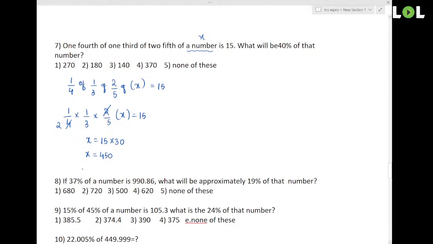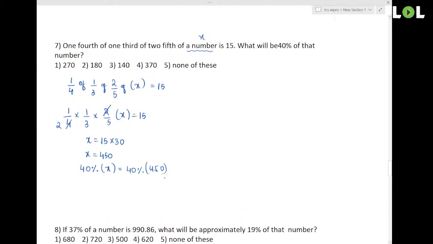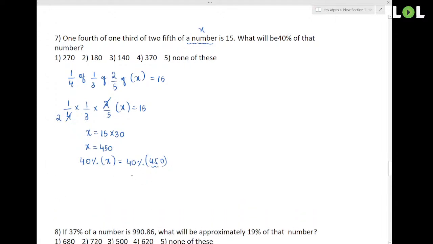But I don't want X. I want 40% of X, which is nothing but 40% of 450. How do I calculate 40% of 450, guys? 10% into 4. What is 10% of 450? 45. So I have to simply do 45 into 4. 10% of it is 45, into 4, that becomes 40%. So what do I get here? 180 is my answer. Simple question, but that is not the way you must solve this problem.